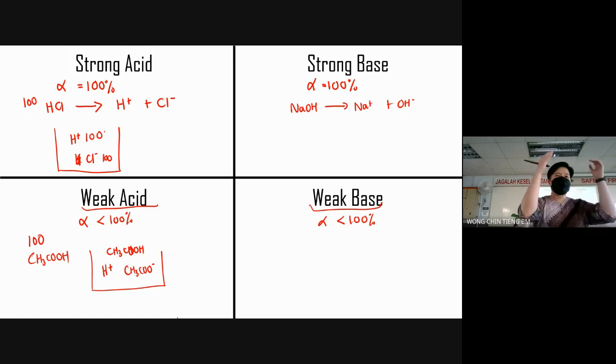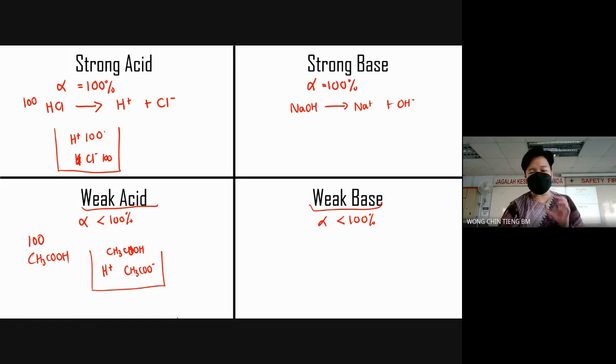Right? Strong, forever, completely dissociate. Banyak mana yang kamu masuk, banyak tu lah dia pecah. Weak, sentiasa incomplete, or we call it partially. And the partially, I mean, over here is really quite low. Okay? Is that clear? So far. Okay? Tak ada issue, eh?